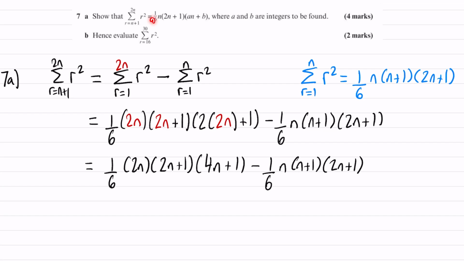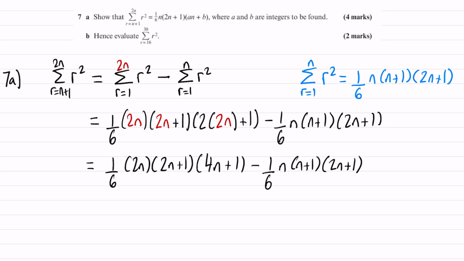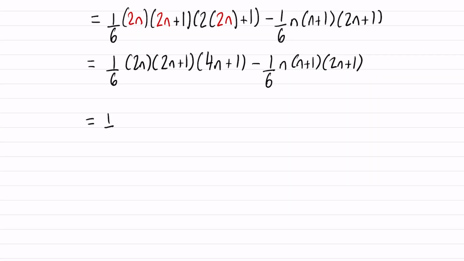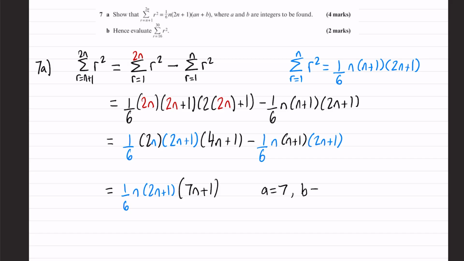Okay, now we want to be left with one term as our answer. And the question literally tells us what to factor out, right? It's just this bit. But if we weren't told that, we could still see that we have an n and a 2n plus 1 in common. Then we want to factor out the fraction so that we get nice whole numbers to work with. So let's factor out a sixth n, 2n plus 1. And this is 8n minus n. So 7n, and this is 2 minus 1, so plus 1. Then we get a is 7 and b is 1.